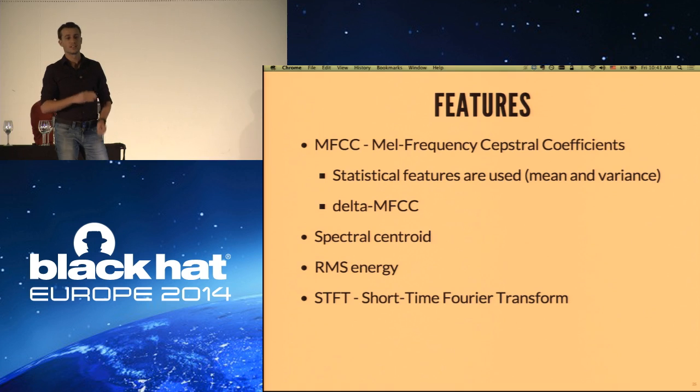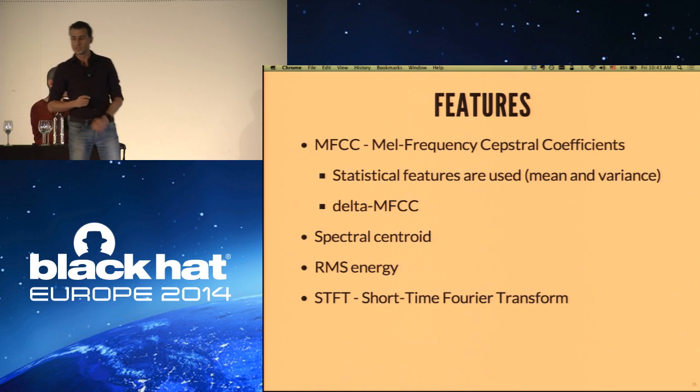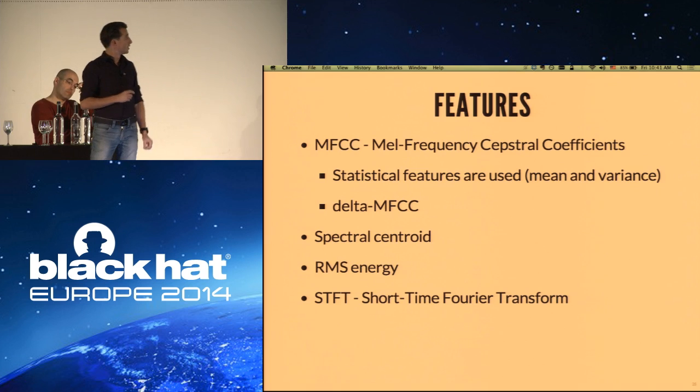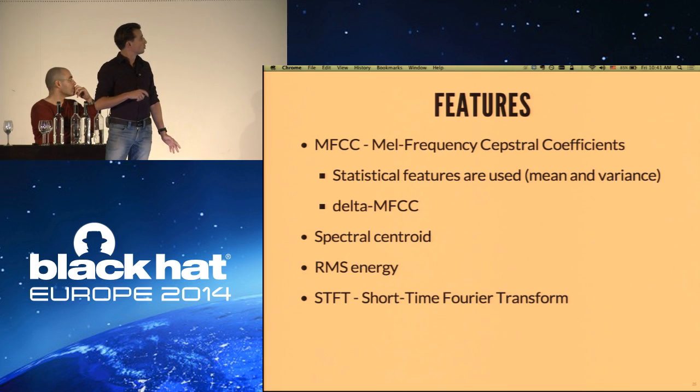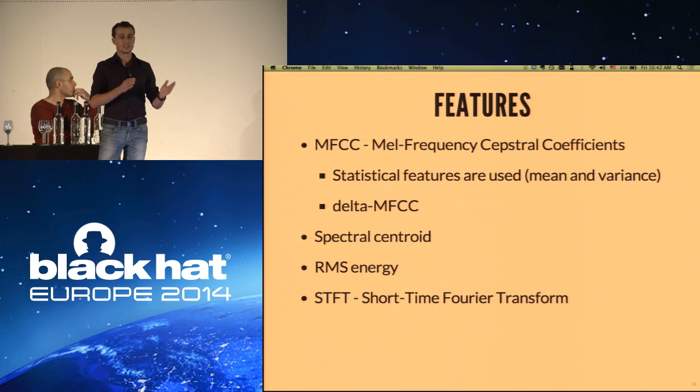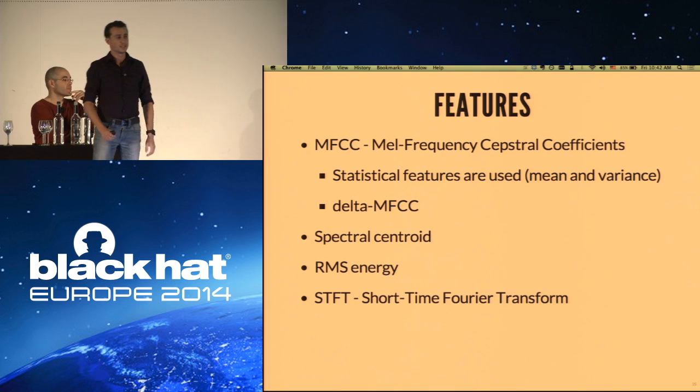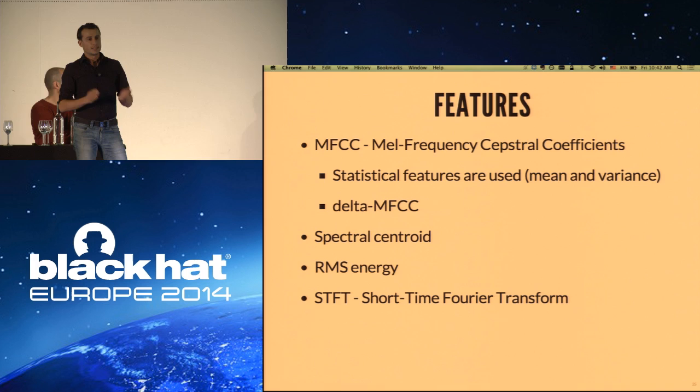So the derivative tells us something about the development of those features in time, as more information. Spectral centroid, which indicates where most of the energy of the signal is located, in which frequency band. Root mean square energy. And another one, which is quite interesting, is the short time Fourier transform. It's basically a spectrogram, the whole spectrogram of the signal, and that contains a lot of information about the temporal development of the signal.